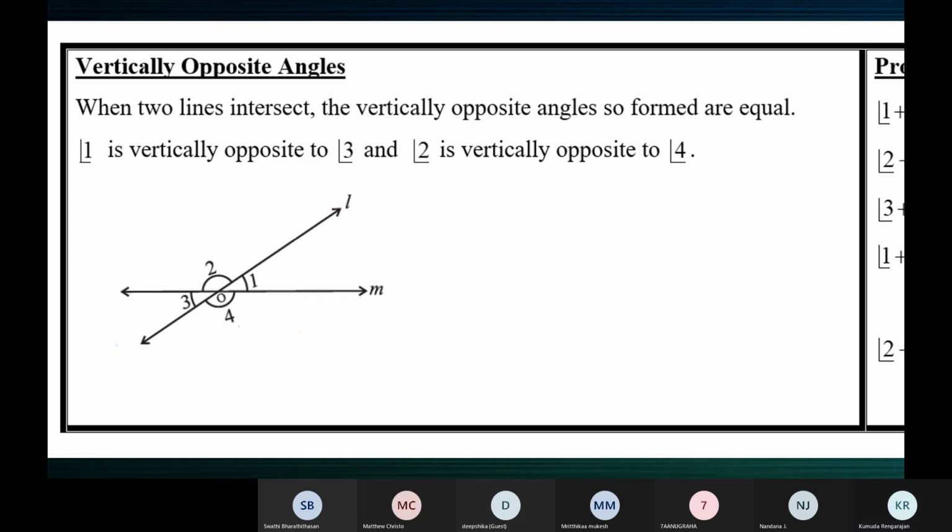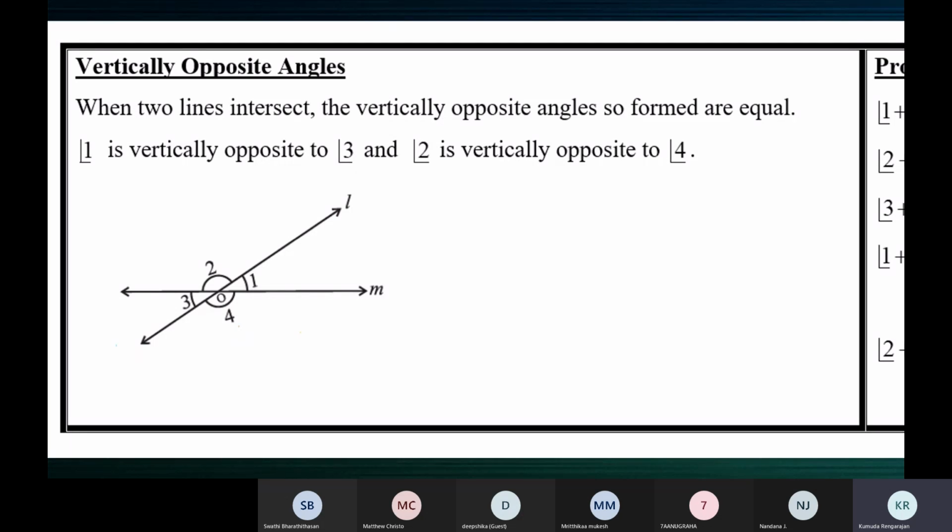Yes, children. Shall I say? Yeah, Swati. Yes, ma'am. In the line L, there is angle 2 and 3, ma'am, which forms 180. And below we see that angle 1 and angle 4, which also forms 180, ma'am. Yes. Correct. Swati, correct.